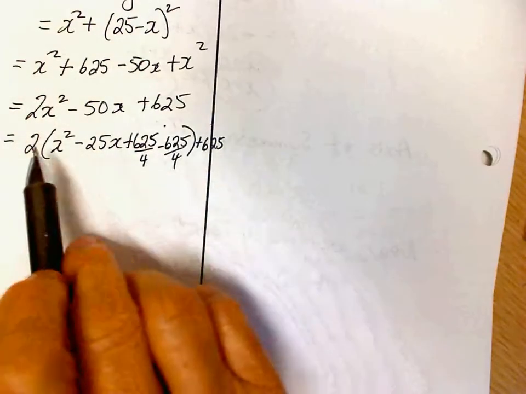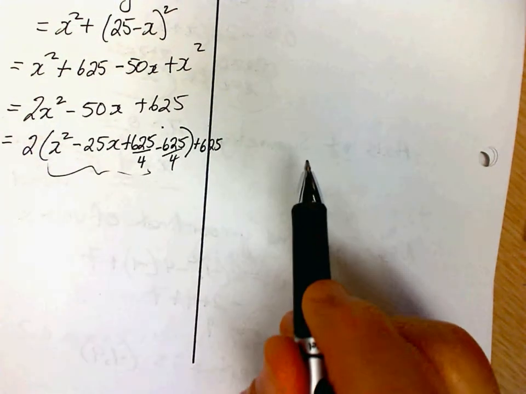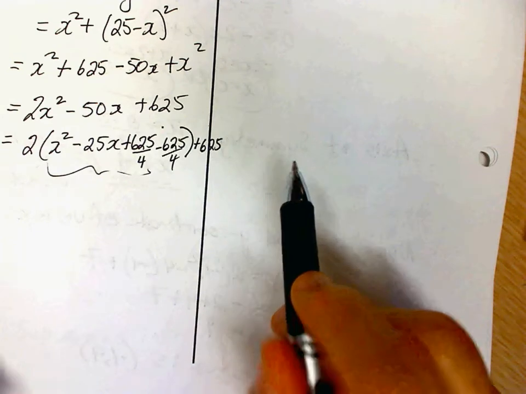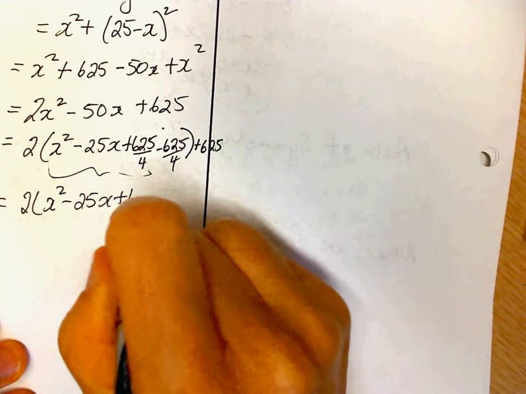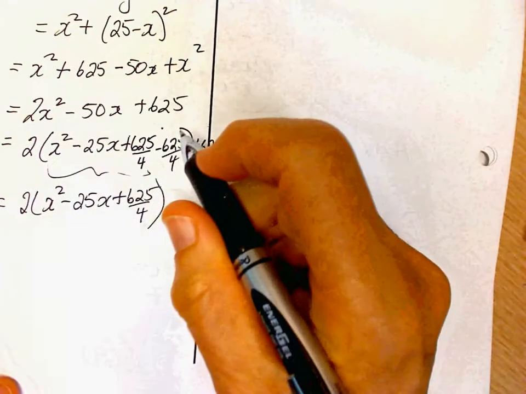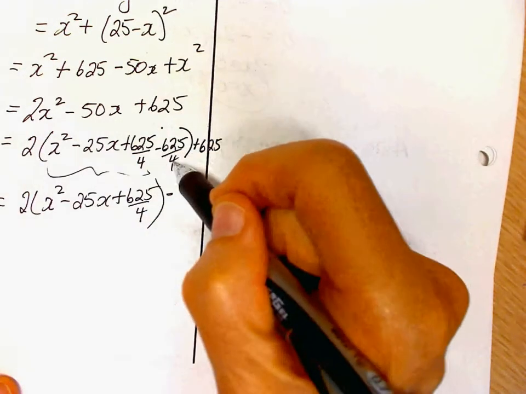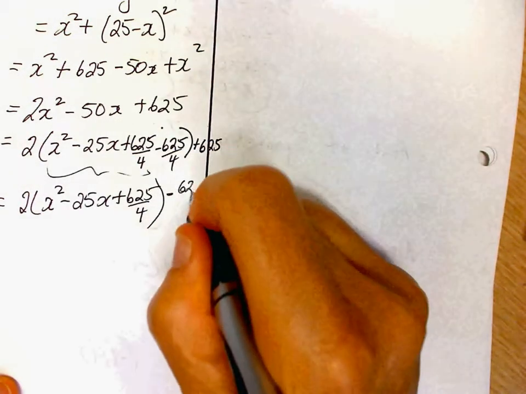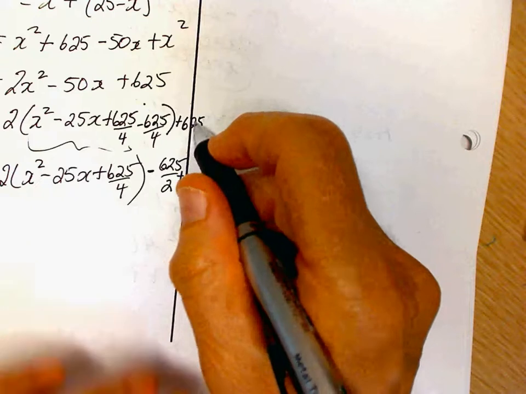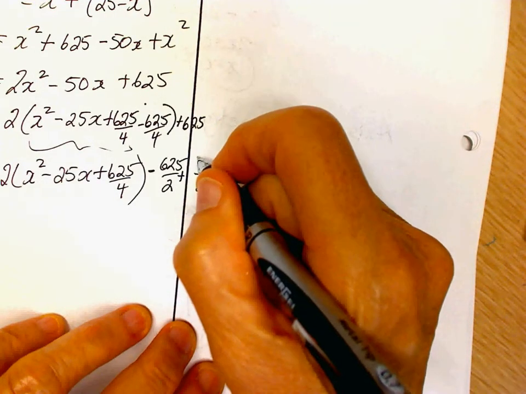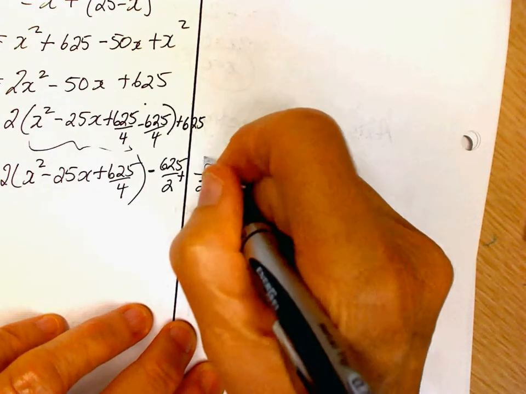Okay, so I want to get this one out of the brackets so it doesn't interfere with my perfect trinomial square. So we have 2 times (x squared minus 25x plus 625 over 4), minus 2 times 625 over 4. 2 goes into 2 once, 2 goes into 4 twice, so it's minus 625 over 2. And we need a common denominator before we can add that. So over 2, that will be 1250. Right, 2 times 5 is 10, carry 1, that's 5, 1250.